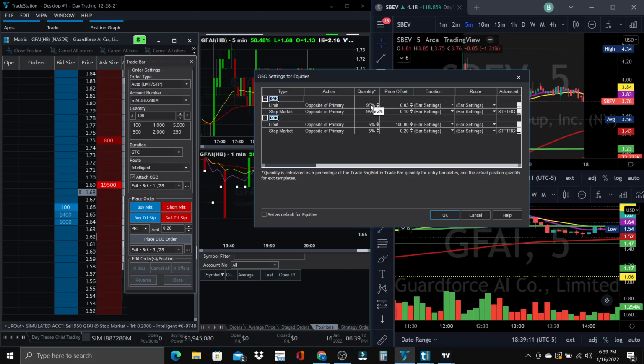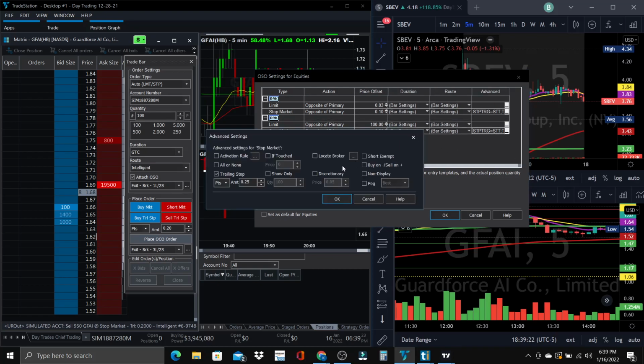So 95% of the order is going to be scaled out within 3 cents, and the rest of the order is going to be scaled out with a trailing stop loss, because $100 is not going to happen. So it's with a 25-cent trailing stop loss.